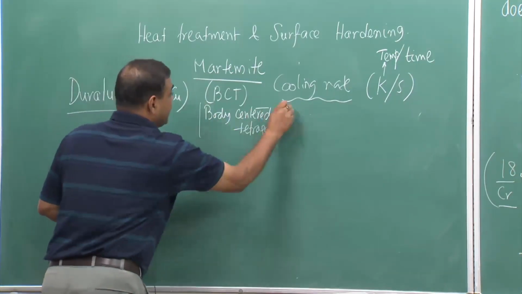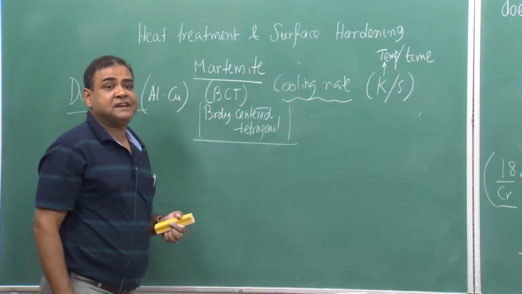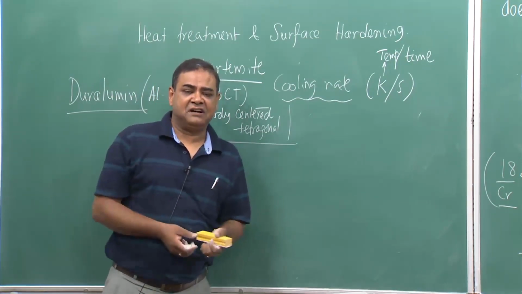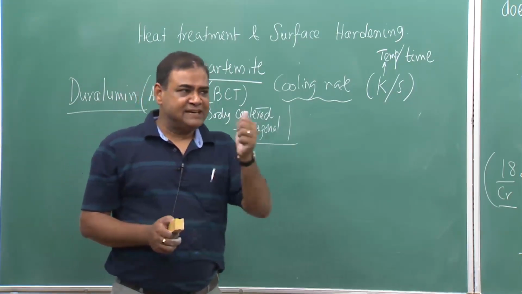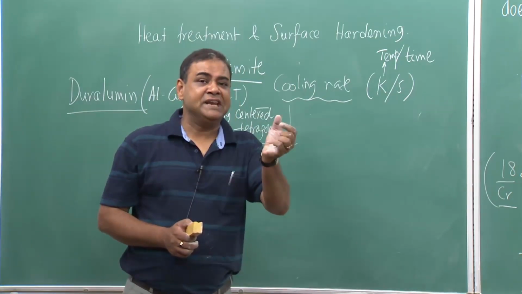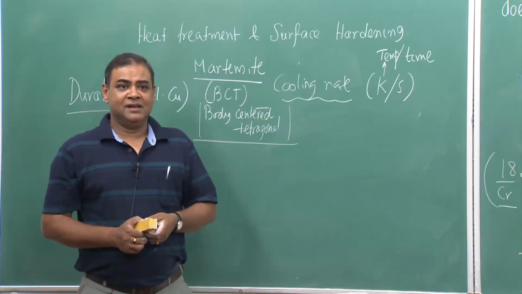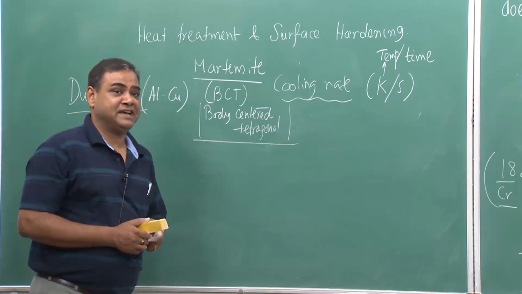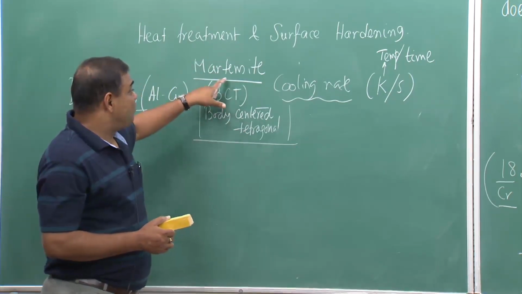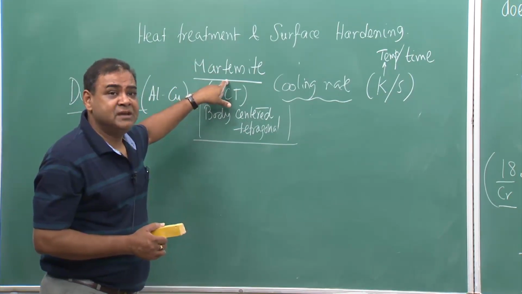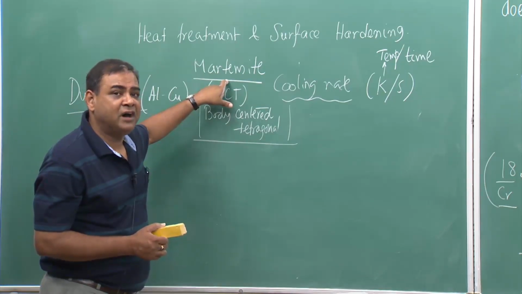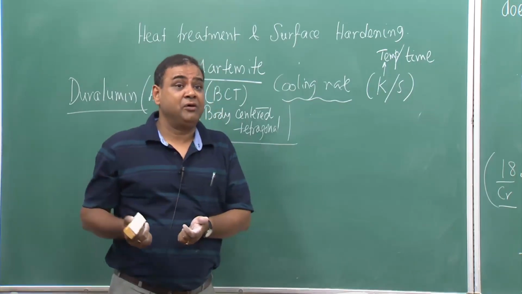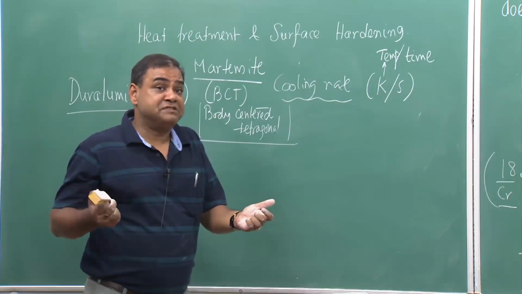Body centered tetragonal, and whenever this phase arises in steel, the steel becomes very, very hard. For example, let us say a plain carbon steel cutting tool, where our interest is in the structure of tempered martensite. Once we form martensite, the sample becomes very, very hard, and once it becomes very hard, its ductility goes down. That means it becomes a little brittle.